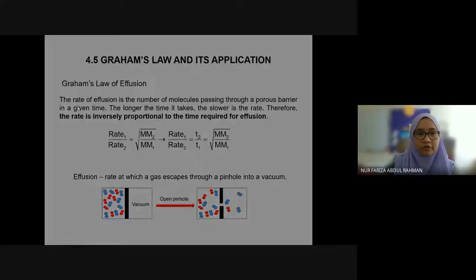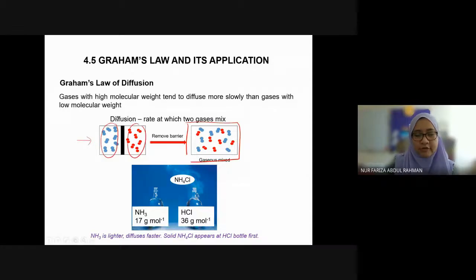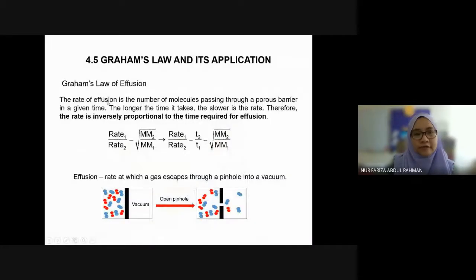So just now we were talking about diffusion, right? Okay, now we are talking about effusion. The number of molecules passing through a porous barrier, that means through a hole, in a given time. The longer the time it takes, the slower is the rate. Therefore, the rate is inversely proportional to the time required for effusion.